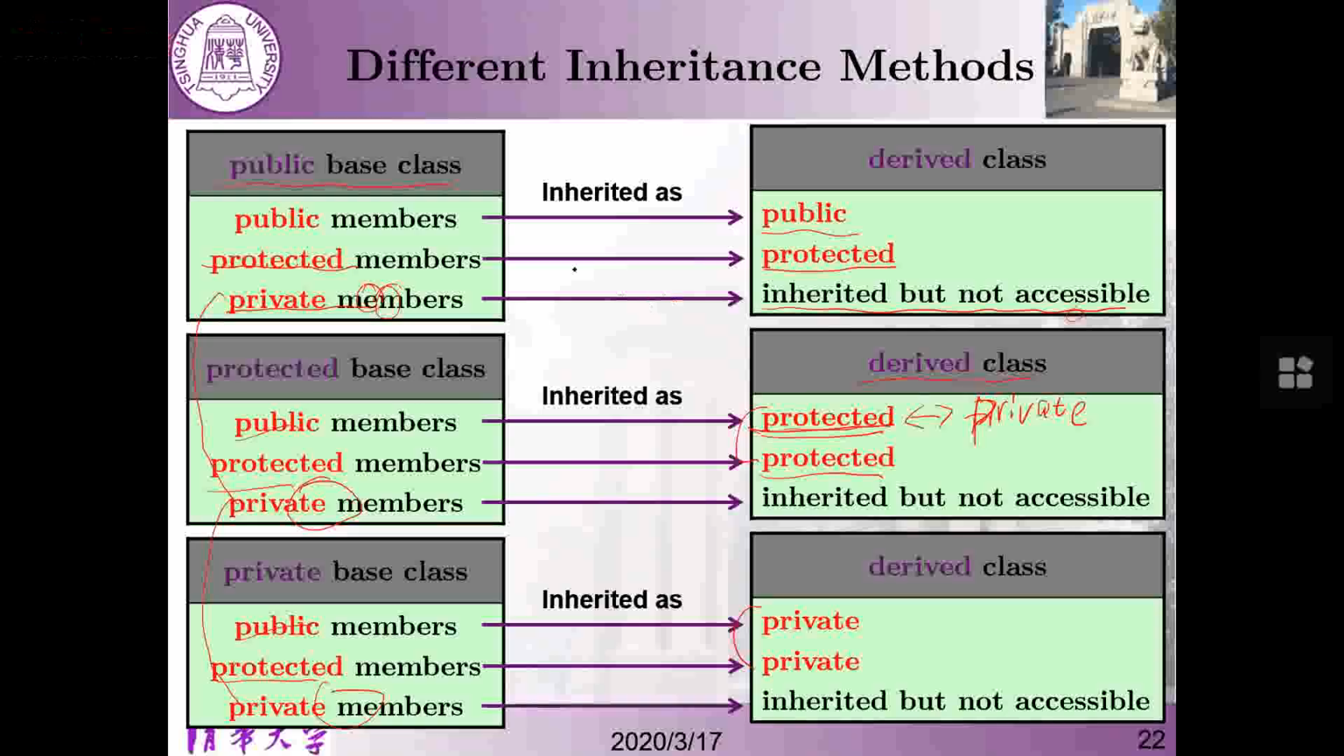Very good question. If we cannot access it, why should we inherit it? Remember that we still have some public members, right? These public members we have inherited. Some public members can maybe access these private members. So we can use these public members to access these members. We still have some way.